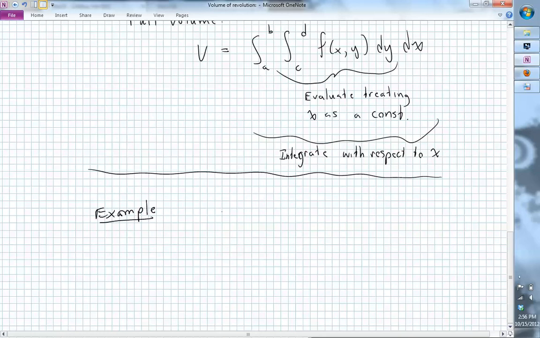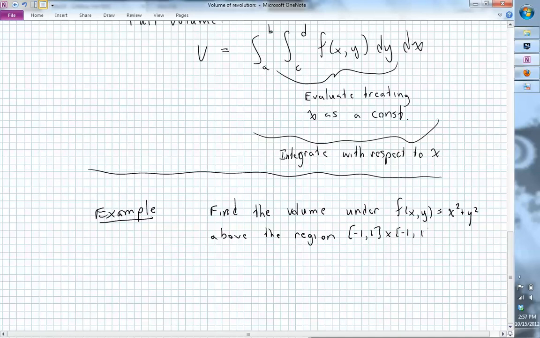So let's find the volume under the paraboloid above the region. I'm going to introduce some notation. I think I've used this notation in here before, but it's going to come up a little bit more often now. Find the volume under the paraboloid above the region -1 to 1 cross -1 to 1.